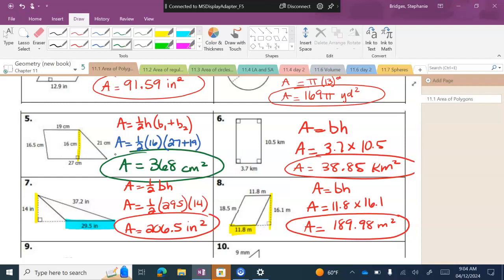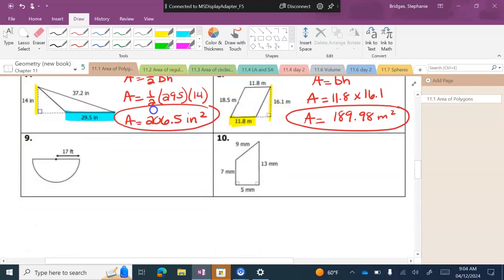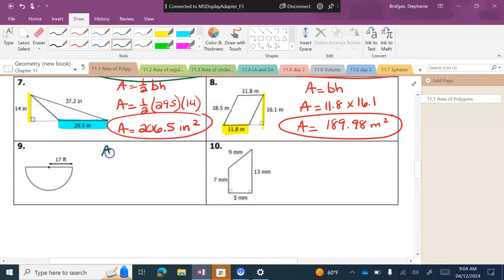So far, so good. All right, let me just ask you a question on number 9. What is that shape? A circle, but how much of a circle is it? It's only half of it, right? So in order to find the area of this, we are going to use the circle area formula. And that formula is area is equal to pi times radius squared.